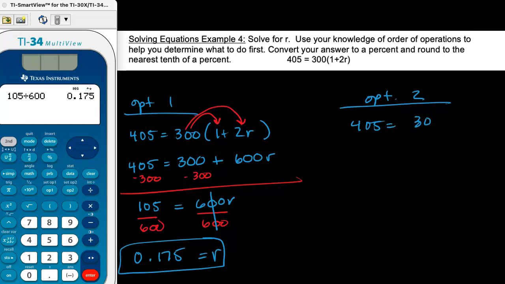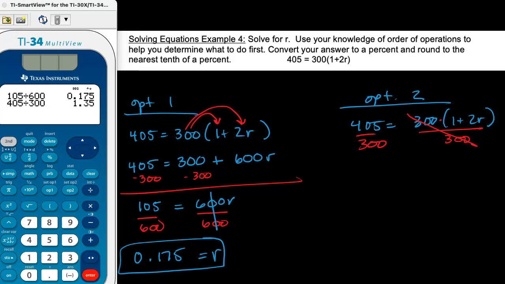And then the other option, option 2, I'm just going to write down my equation again, is I could just get rid of that 300 right off the bat. It's being multiplied since it's written outside those parentheses, so I could divide both sides by 300 as my first step. And that cancels the 300. It completely removes it from that side. And then I could do 405 divided by 300.